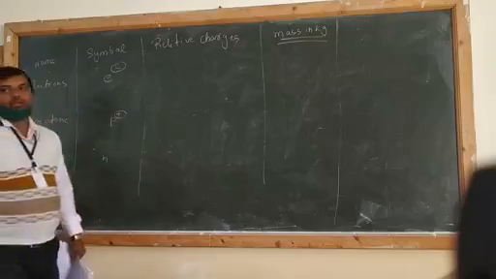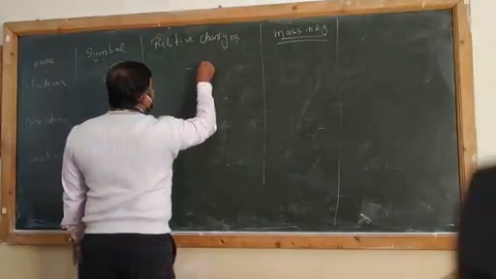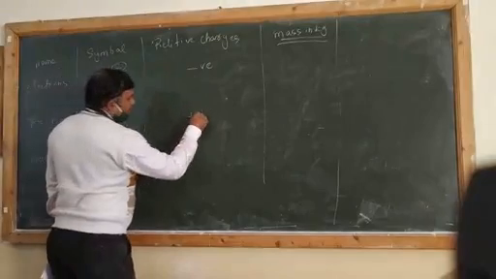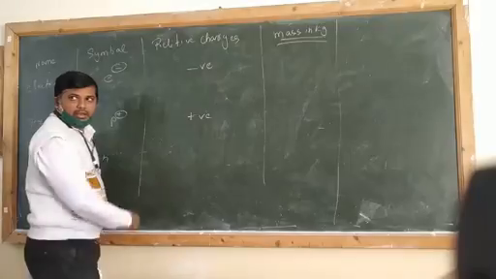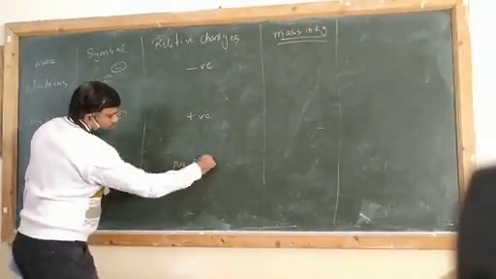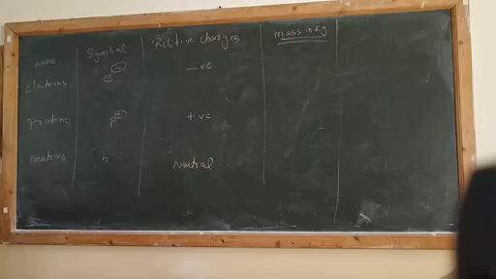Then let's come to the relative charges. The relative charge present in the electron is negative, in the proton is positive, and in the neutron is neutral.